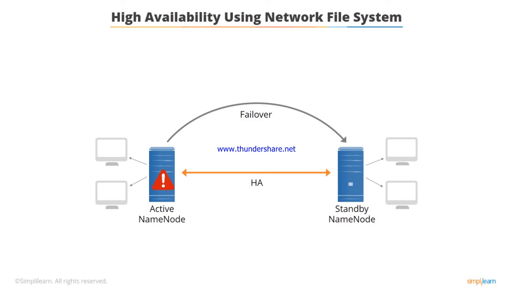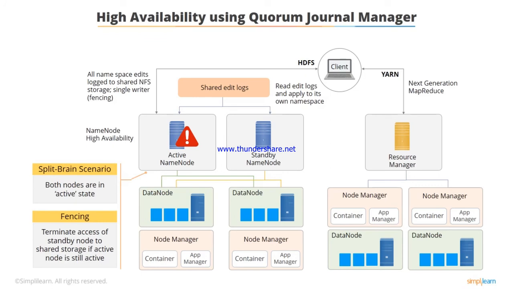The active name node handles all client operations in the cluster, while the standby name node acts as a slave and maintains a ready state to provide a quick failover when necessary. The standby name node is always synchronized with the active node, because both have access to directories through a shared storage device. For example, they can both access a network file system, or NFS mount, through a network-attached storage, or NAS. To get more clarity about high availability, observe the image on the screen.